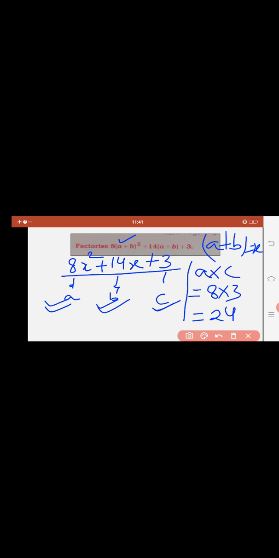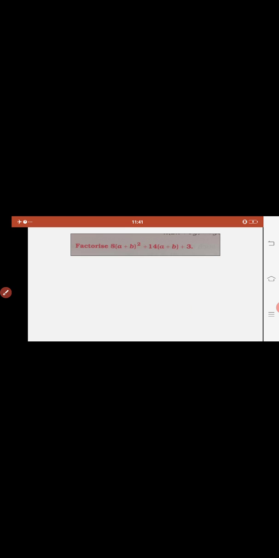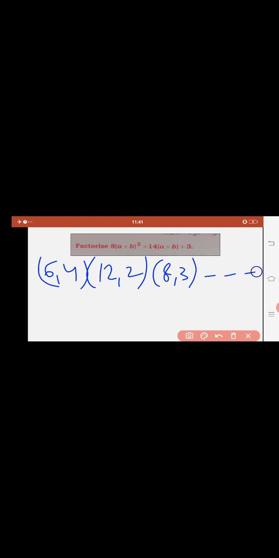And now getting the factors of 24 and expressing it in the form of 14. Now it's very easy. We can get the factors of 24 as 6 fours are 24, 12 twos are 24, 8 threes are 24, and many more. Now first we have to represent 14. 6 plus 4, 10 and 6 minus 4, 2. No. 12 plus 2, 14. Yes, 12 plus 2 only we can get.